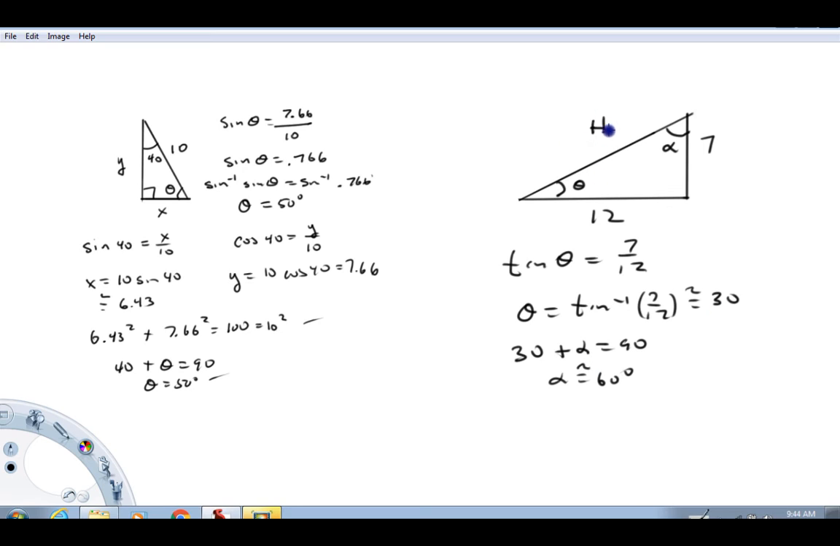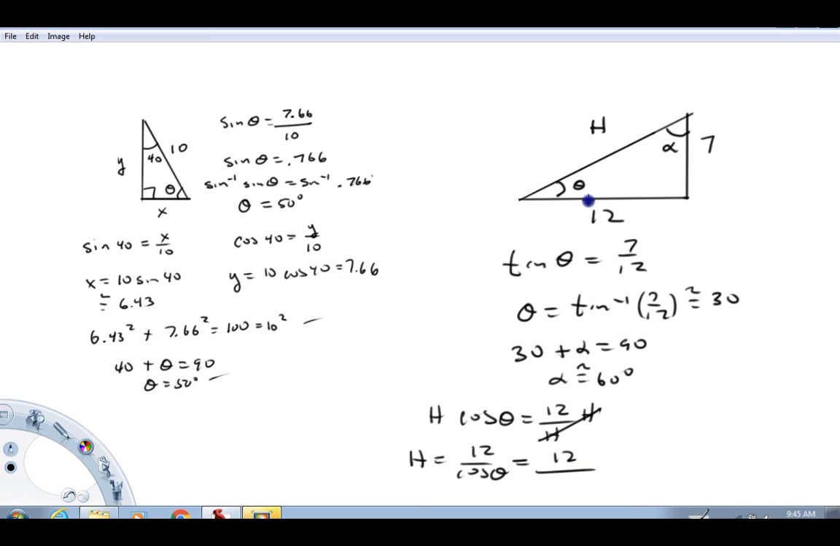All right, now to find h, the hypotenuse, there's lots of ways to find h. We could use Pythagorean theorem. H squared has to equal 12 squared plus 7 squared, or we can use any trig function we want. I'm going to use the cosine function. The cosine of the angle theta is equal to 12 over h, because 12 is adjacent, h is the hypotenuse. Multiply both sides by h. Therefore, h is going to equal 12 over cosine theta.